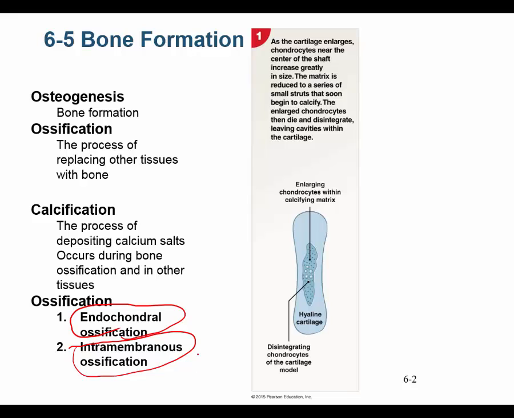And that membrane, by the way, is the dermis, or at least it's dense, irregular connective tissue like the dermis. So some people call intramembranous ossification dermal ossification. Some people do, some texts do. All right, let's talk about this. Here is the first step of endochondral ossification.